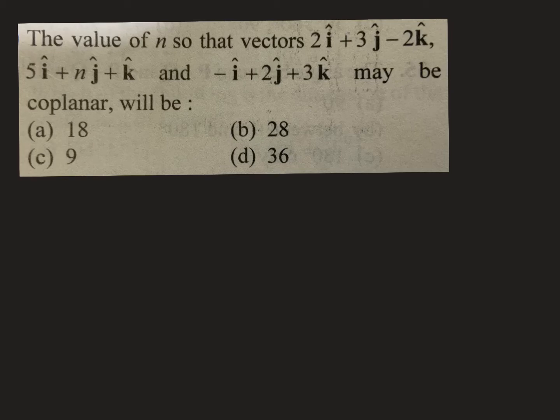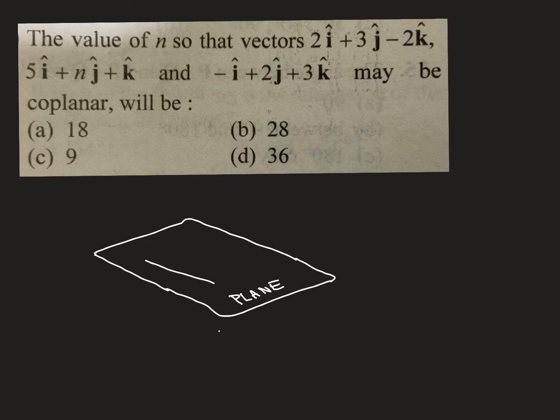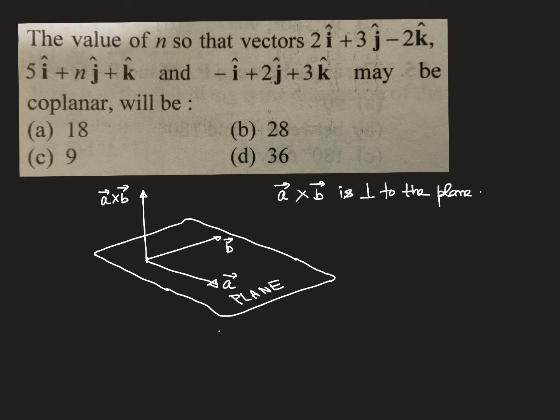So to prove three vectors are coplanar, what we can do is this. See, if there are two vectors in a certain plane, suppose this plane I am drawing, say vectors A and B, then A cross B is perpendicular to the plane of A and B.